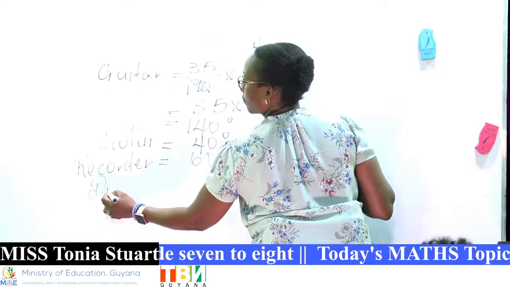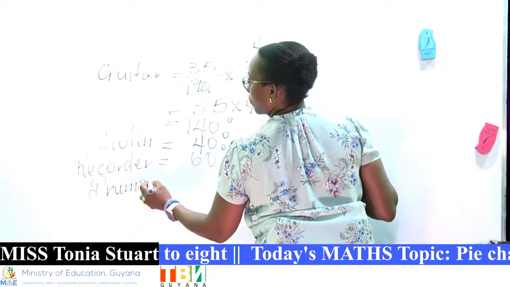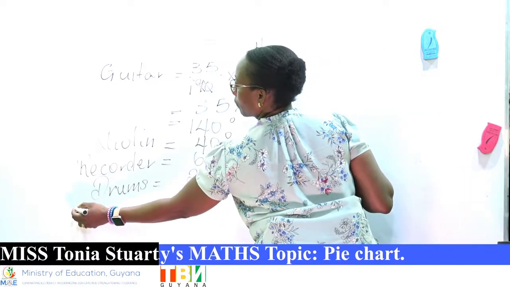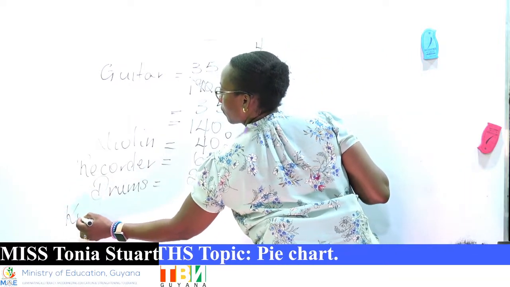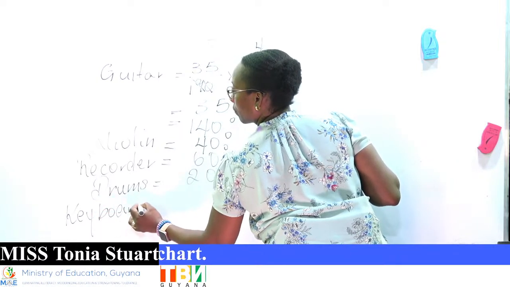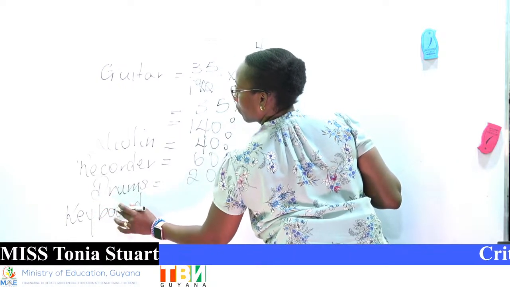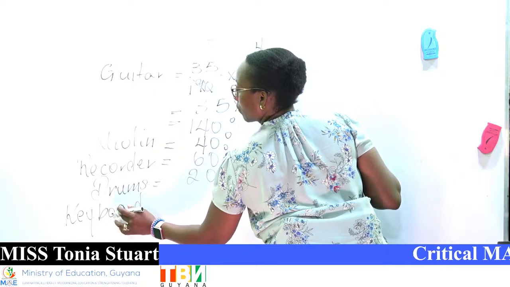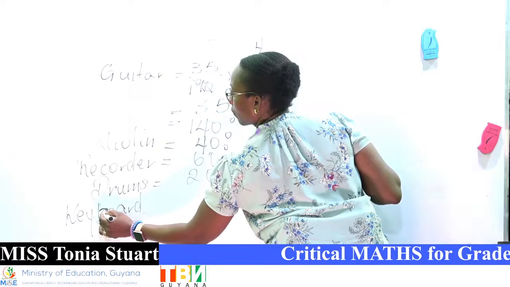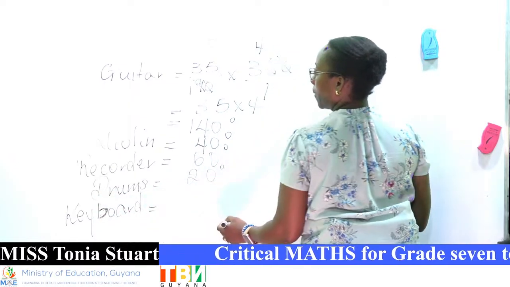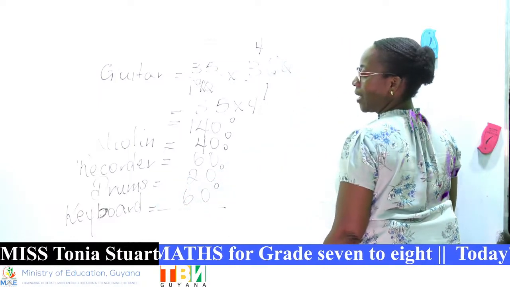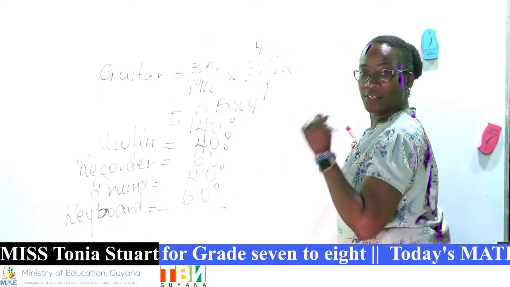Drums. 20 degrees. Keyboard. 60 degrees. Yeah. So now we need to add it up to ensure that we got 360 degrees.